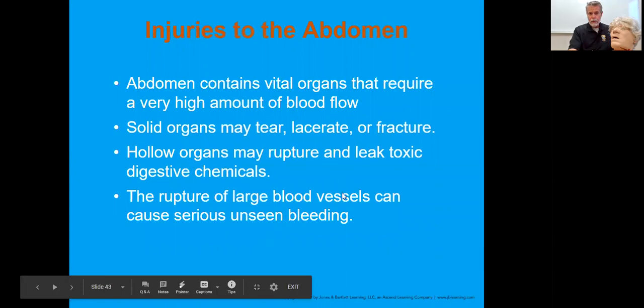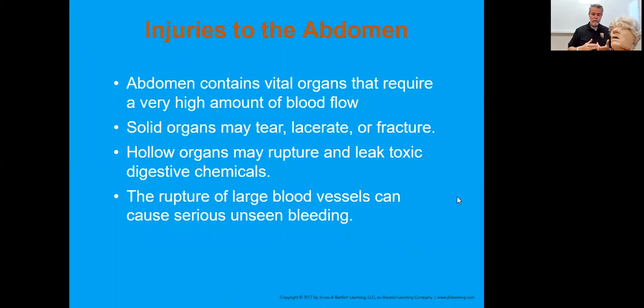Injuries to the abdominal area. Again, you've got organs in your abdominal area that are carrying a lot of that rich oxygenated blood. And if those are damaged or cut or lacerated, it's going to lead to massive exsanguination. Solid organs can tear, lacerate, or even fracture. The hollow organs rupture, and they tend to leak the digestive chemicals. So as we're assessing the abdominal region, we may find what's called rebound tenderness. As I press, it doesn't hurt. Come up, it does. But again, that's why we're assessing all different areas of the body and their systems.